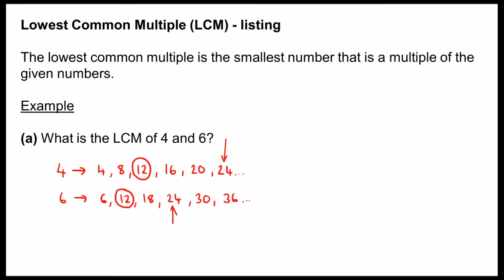Now, for the questions that we're going to look at, you only need to list the first 5 multiples of each number, and then you should find one that's common in each. This isn't always going to be the case, and sometimes you need to carry on for a bit longer until you find a number that appears in both of the lists. In summary, however, we can say the lowest common multiple of 4 and 6 is 12.